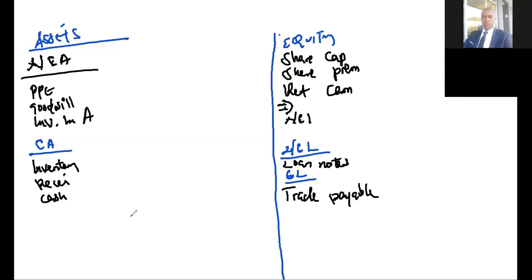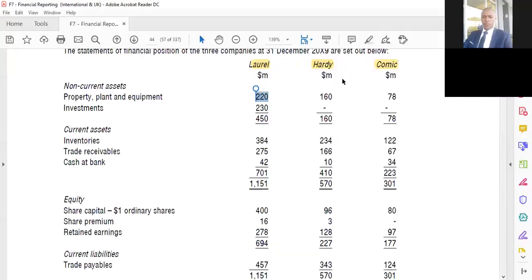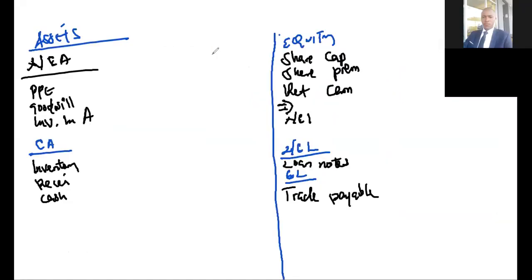Okay. So we've got PPE. We said PPE, what do we have to do? We are going to get these two figures. Have you seen? Yes. 220 plus 160. So 220. Now in our format, what do we do? In our format, we are simply going to paste 220 plus how much? 160. Plus 160 in our format.